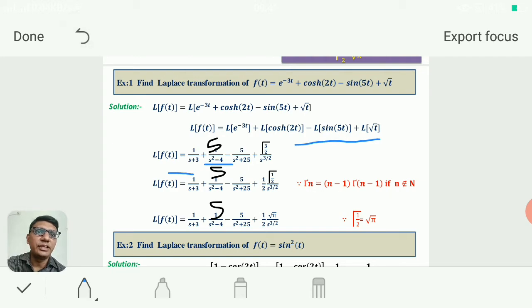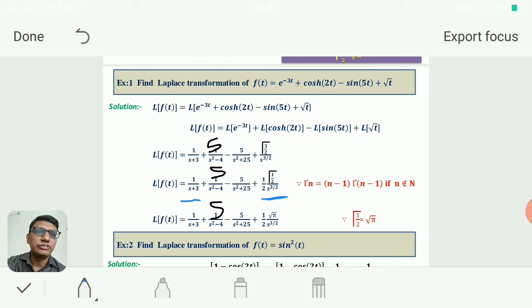Now we simplify each term. In the first term we can't simplify anything, so it is as it is. So Laplace of f(t) becomes 1 upon s plus 3. The second term is also as it is, so it will be s upon s square minus 4 minus 5 upon s square plus 25. So these are as-it-is terms. Now gamma of 3 by 2 can be written like this: 1 by 2 gamma 1 by 2. So this term will be 1 by 2 into gamma 1 by 2 upon s raised to 3 by 2.